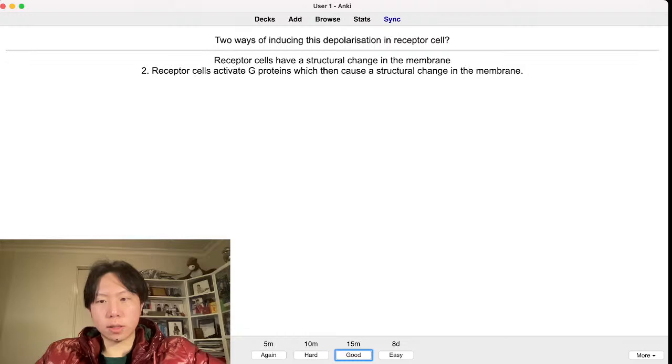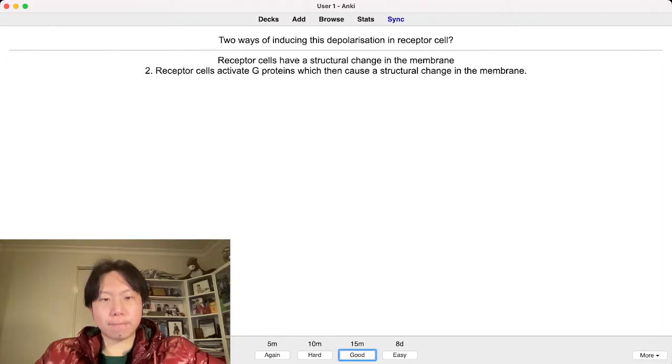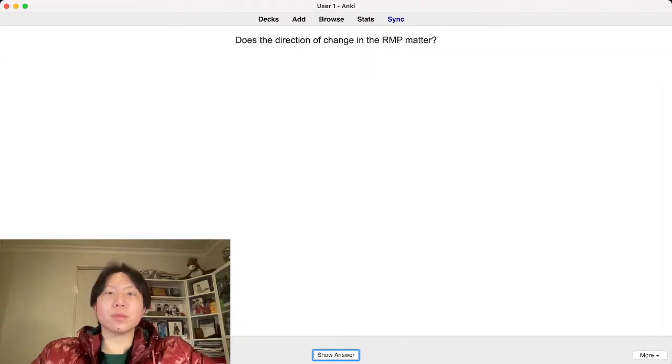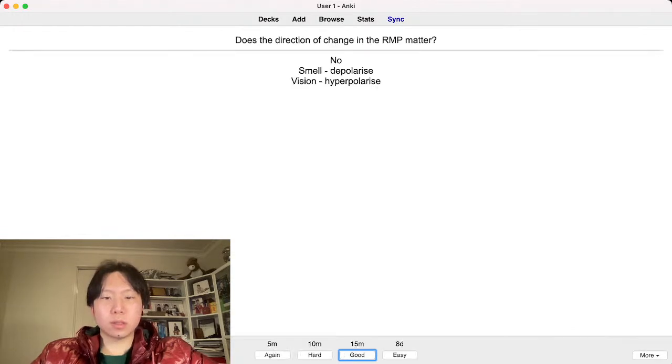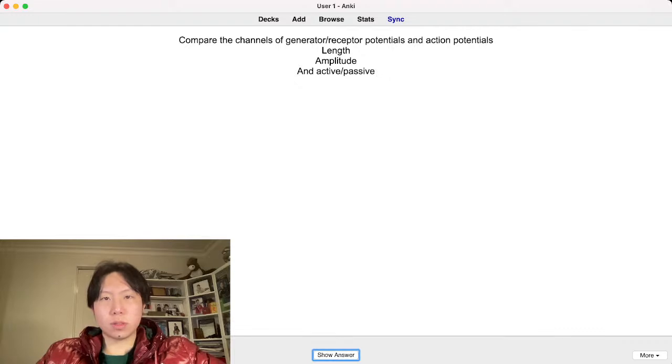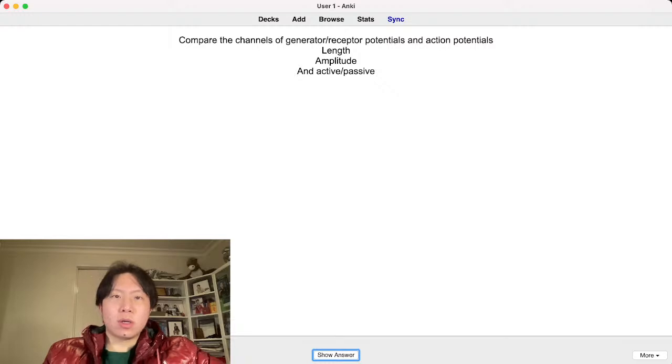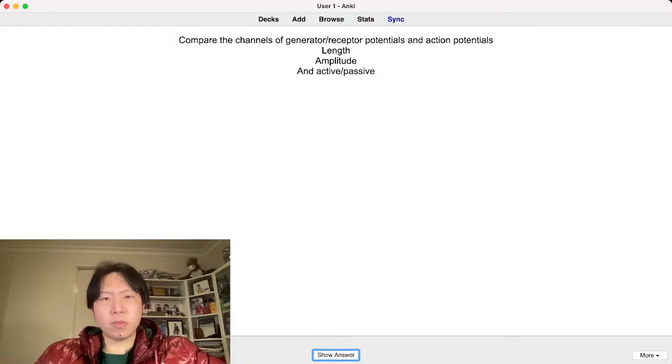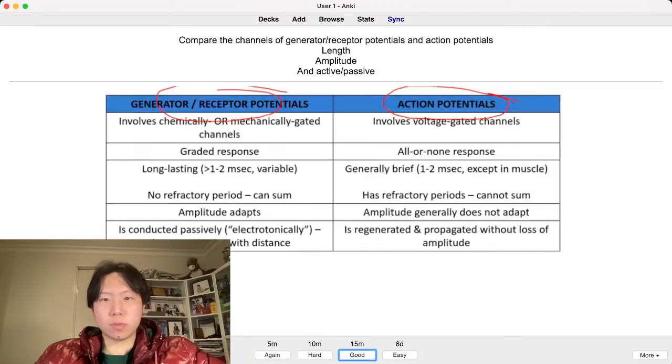Compare the channels. Length: graded potential is short, I think, and action potential is long. Amplitude: graded varies, action is the same. Action might be passive, but generator is long. Okay, oh yeah, I was right.